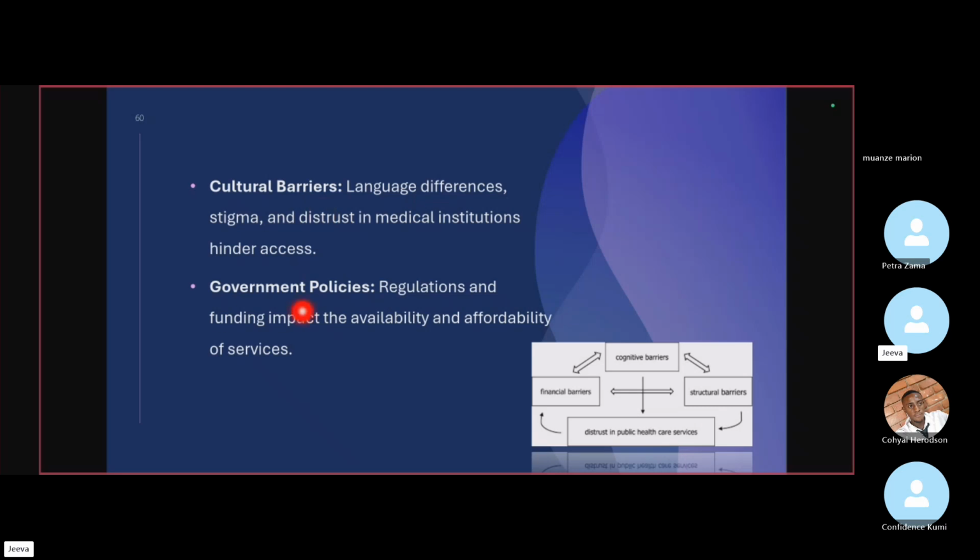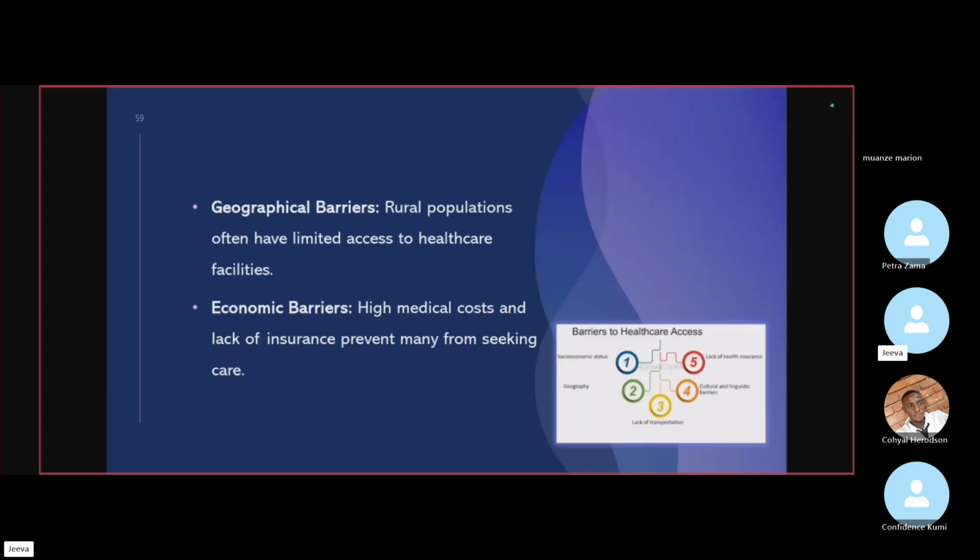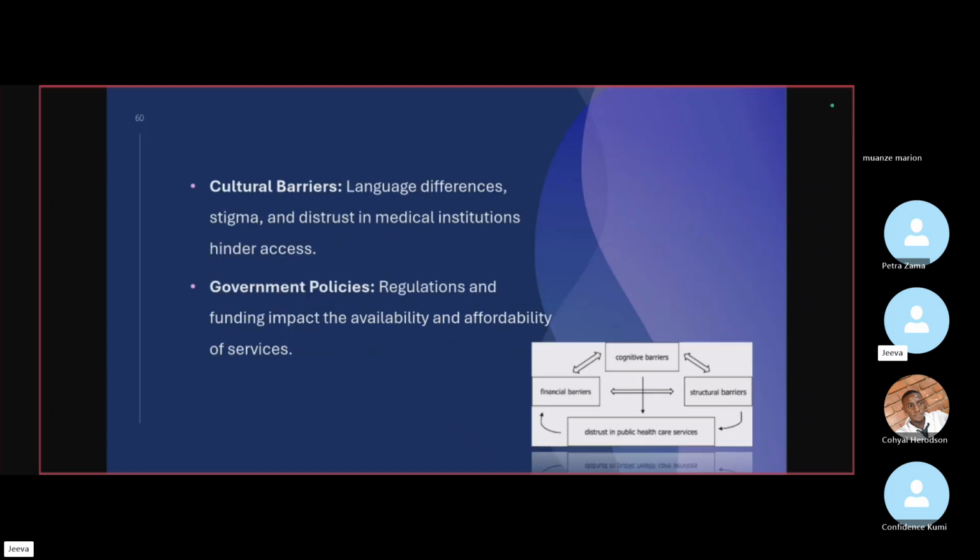Then next one is the government policies, like regulations and funding, which impact the availability and the affordability of the services. If the government funds, then there will be affordability for the services. If there is no government funding, no government schemes, then people have to pay for the same. So these are the different barriers which people have to face when they come for the medical services: geographical barrier, economic barrier, cultural barrier, and government policies.